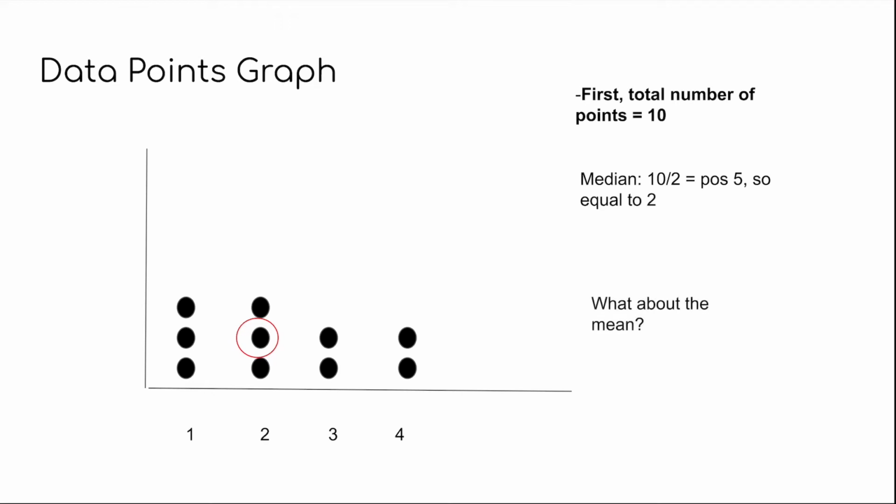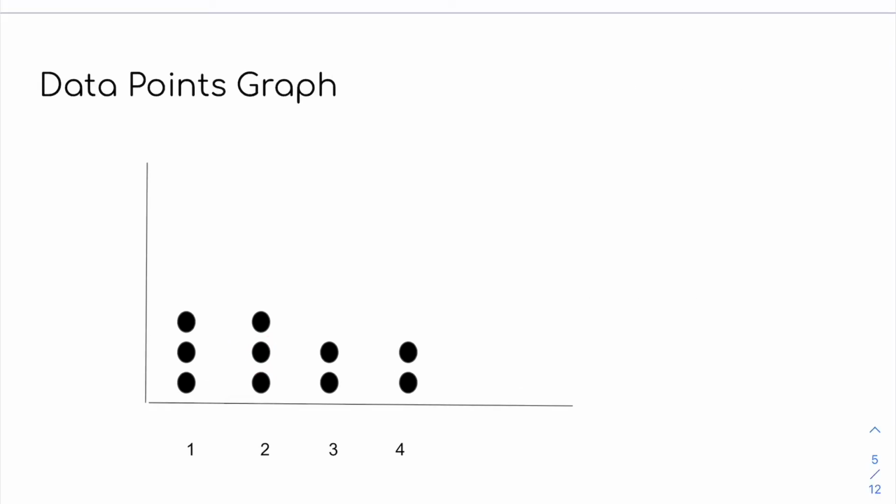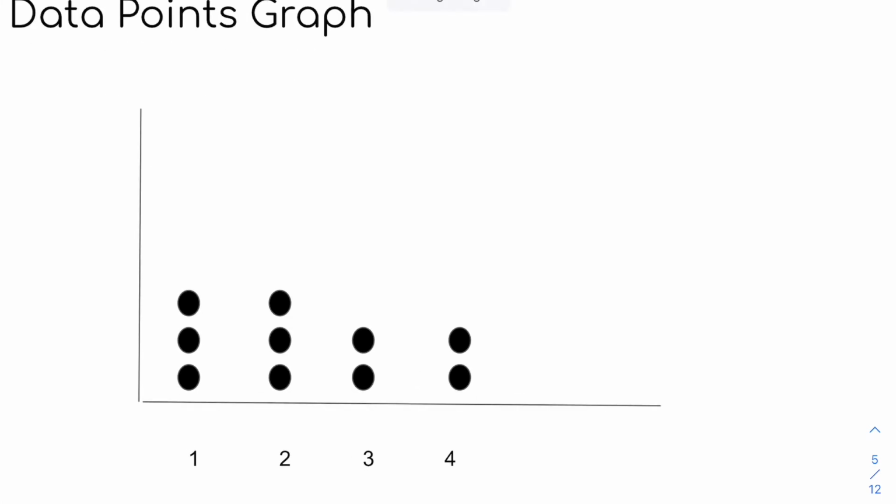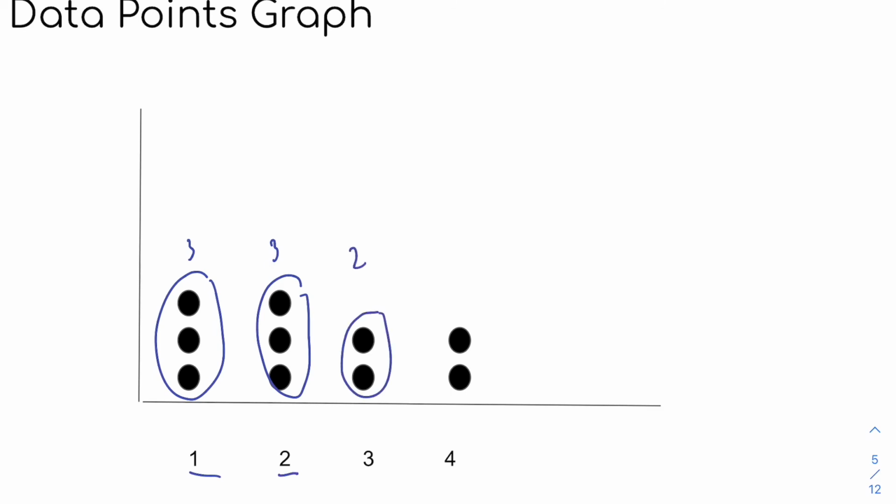But what about the mean? Now let's try to find the mean of this data point graph. As you can see, there are 3 data points that have a value of 1, 3 data points that have the value of 2, 2 data points that have the value of 3, and 2 data points that have the value of 4.